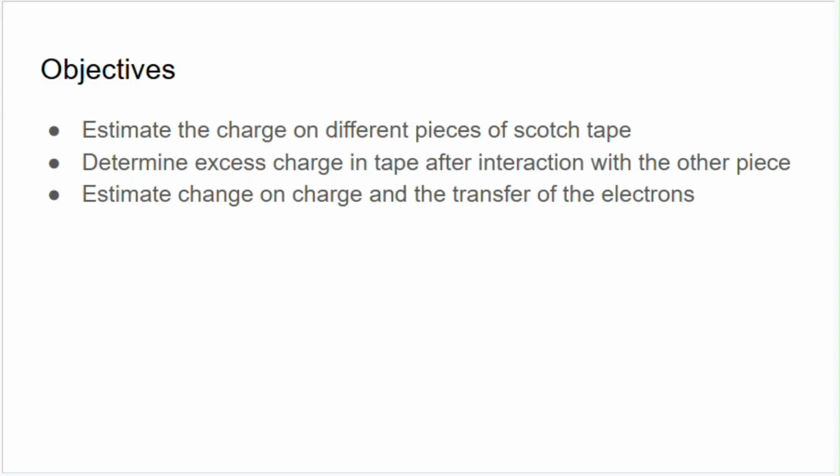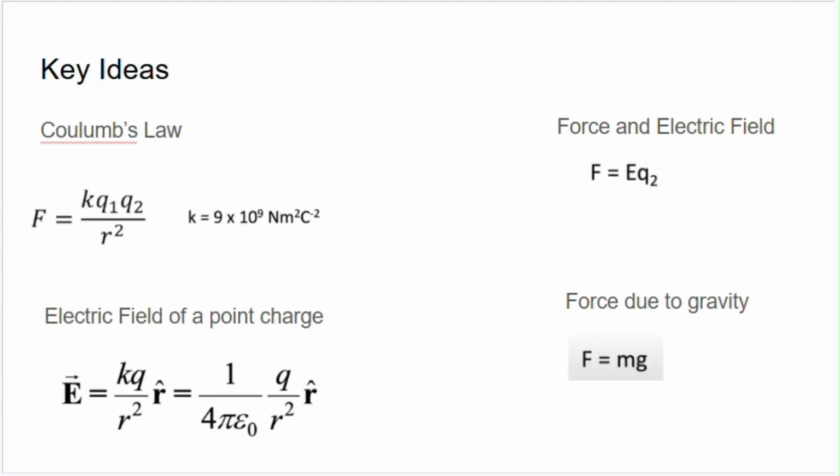So the objectives for this lab were to estimate the charge on different pieces of Scotch tape, or as we called them, U-tapes. Then we had to determine the excess charge in the tape after the interaction with the other piece. We then also had to estimate the change in the charge and the transfer of the electrons.